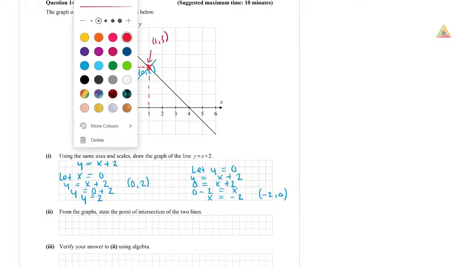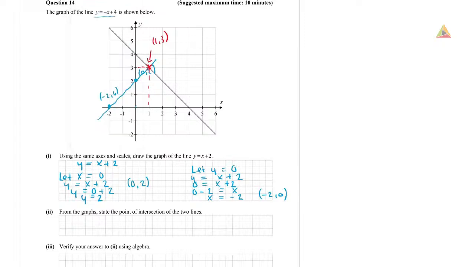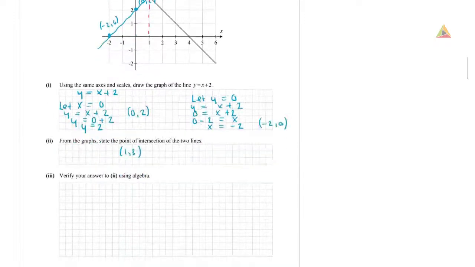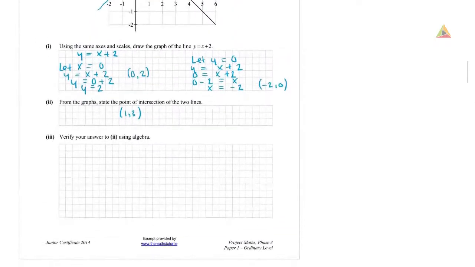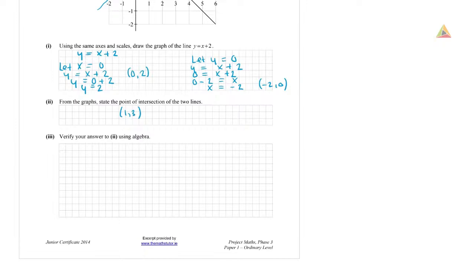So we'll just answer that now in the question. So from the graphs, state the point of intersection of the 2 lines. So the point of intersection is the point 1, 3. Now we're going to the next part of the question, or the last part should I say. Verify your answer using algebra. So what we need to do is simultaneous equations here.